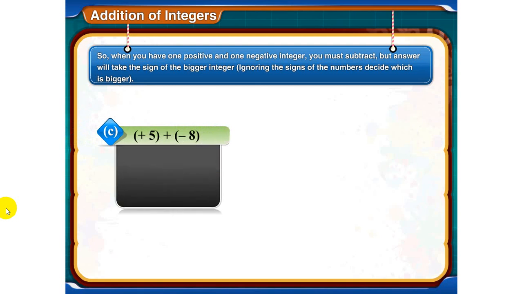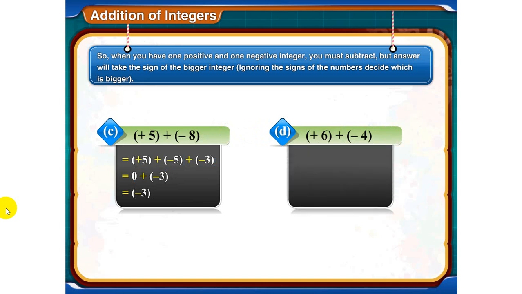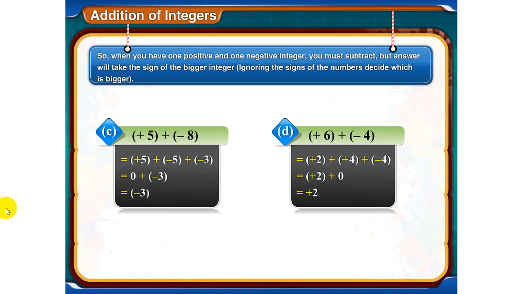C. Plus 5 plus minus 8 is equal to plus 5 plus minus 5 plus minus 3. That is equal to 0 plus minus 3, which is equal to minus 3. D. Plus 6 plus minus 4 is equal to plus 2 plus 4 plus minus 4. That is equal to plus 2 plus 0, which is equal to plus 2.